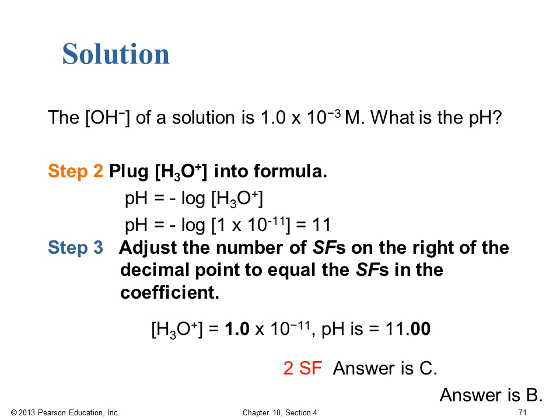Once we have that, we can plug it into the pH formula. pH is equal to the negative log of H3O plus, which is 1 times 10 to the minus 11. And so we get a value of 11. The 1.0 has two significant figures in the coefficient, and so we're allowed to report two decimal places. And so we get choice C.